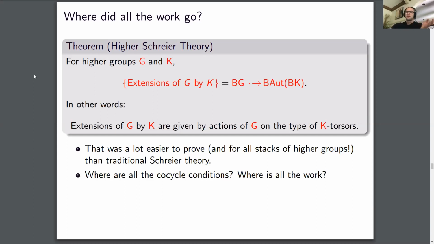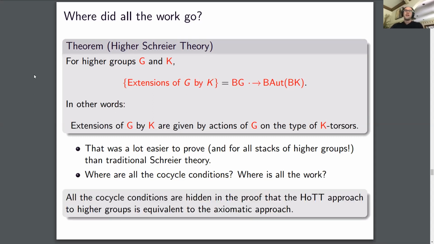So the question is, where did all the work go? Like, what happened? Where are all the cocycle conditions, right? And the answer is that all the cocycle conditions are hidden in the proof that the homotopy type theory approach is equivalent to the axiomatic approach, which, as I mentioned, is a long sort of Rezk-style result. So all the work is back there.